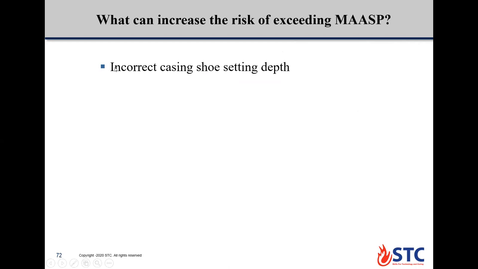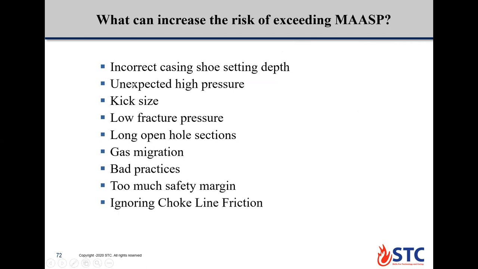Okay, so here, what can increase the risk of exceeding the mass during the operation? We have some reasons. Incorrect casing shoe setting depths. As you know, mass calculation is depending on the TVD. So if there is incorrect casing shoe setting depth, for sure you're gonna have incorrect value of the mass. Unexpected high pressure, okay? So this may lead to exceed the mass. If you have larger kick size, same thing. If you have low fracture pressure, if you drill long open hole section, if you have gas migration, this will lead to the pressure in the system to be increased.